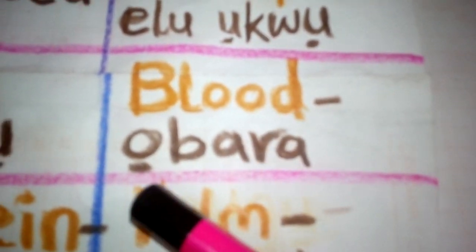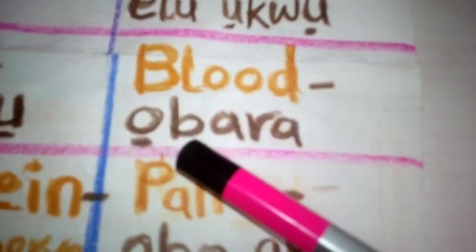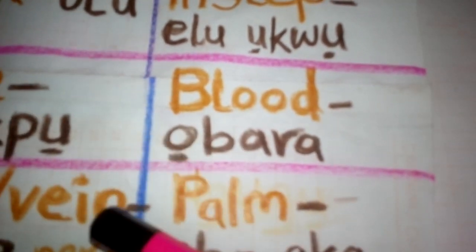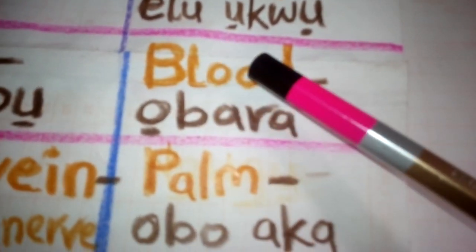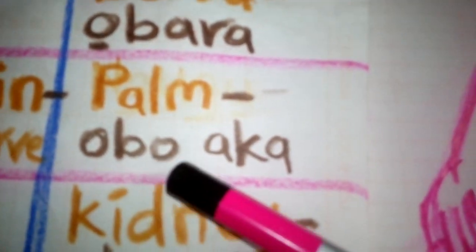Blood, obara. Obara is what flows in your vein, your artery and stuff like that. Obara, blood.